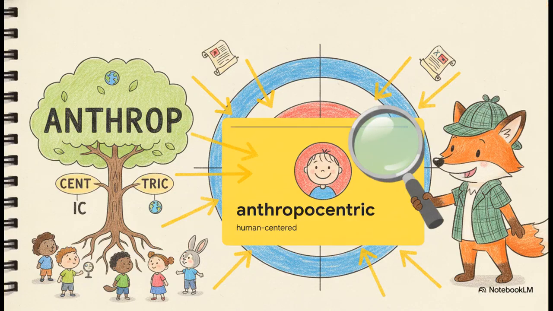Okay, now look at this massive, advanced word, anthropocentric. I know, it looks super intimidating, right? But with our new detective skills, it's actually a breeze. Anthropo is human, centric is center, and ic means having the quality of. So it literally translates to human-centered. You'll see this pop up a lot in philosophy and science. It's basically the viewpoint of putting humans right at the center of the universe. Just think of a target. Anthropocentric means humans are at the center.